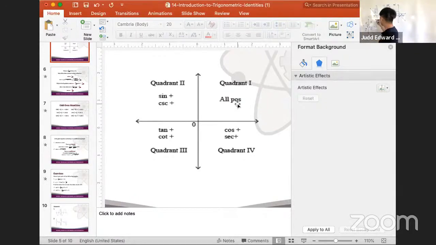Nakikita po ba? Hindi pala. So, this should be ACTS. Quadrant 1, all positive. Quadrant 4, cosine, secant positive. Quadrant 3, tangent, cotangent positive. Quadrant 2, sine, cosecant positive. Okay. So, ang kapartner po kasi palagi ni sine is si cosecant kasi reciprocal identity po sila. So, sine is equal to 1 over cosecant. Cosecant is equal to 1 over sine, which I will discuss to you later.